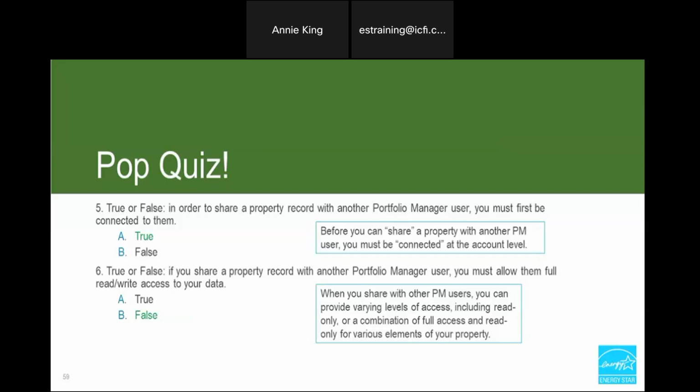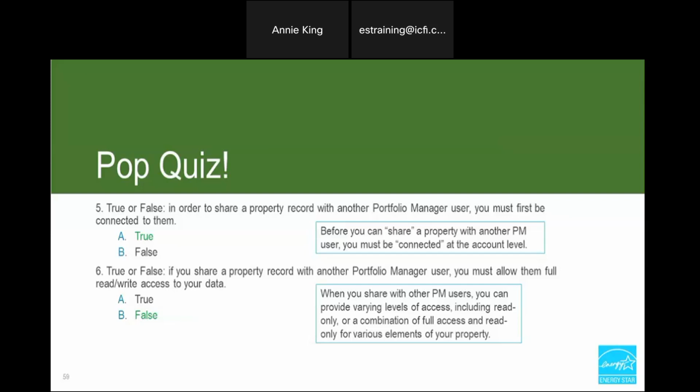And here's the answer. In order to share a property record with another portfolio manager user, you do have to first be connected with them in Portfolio Manager. So you have to add that contact, and then when you go to share a property, they'll show up in your drop-down menu when you want to choose the recipient.